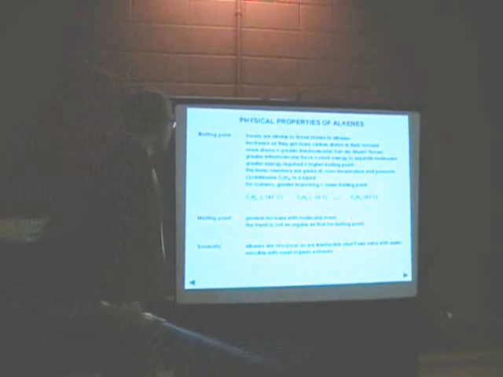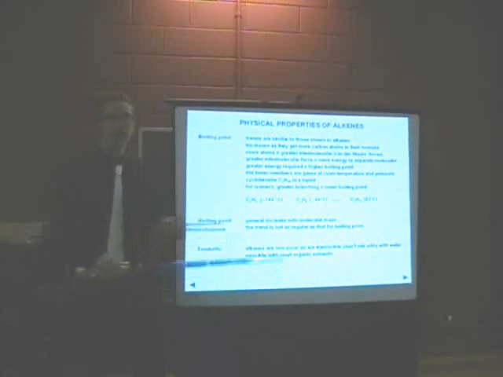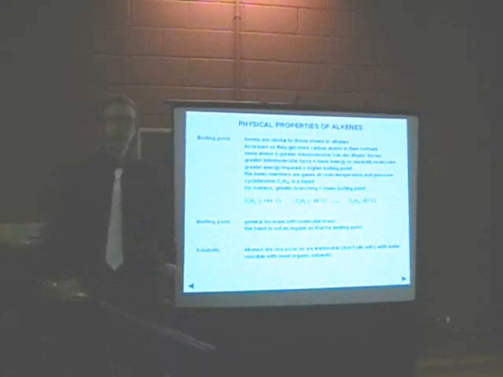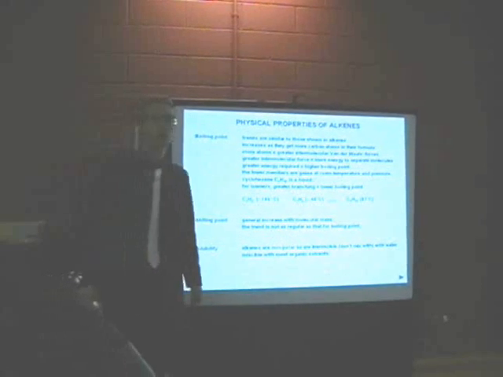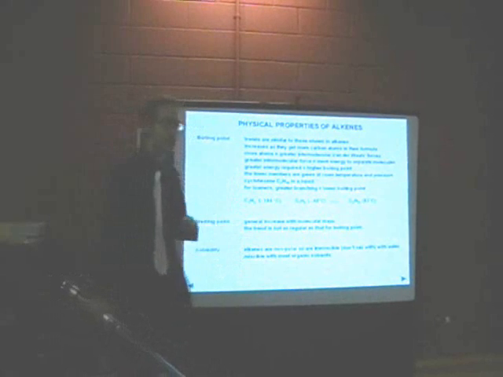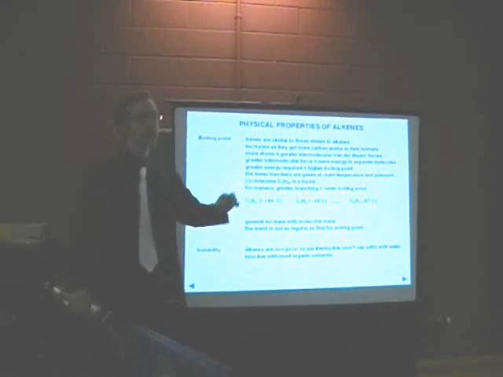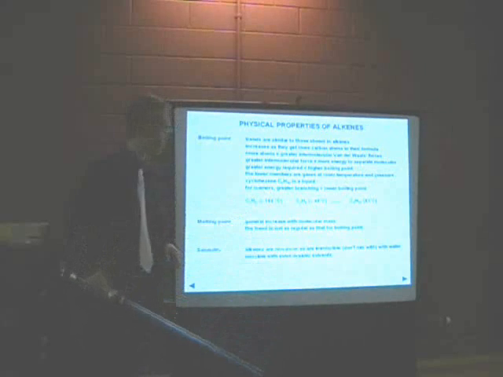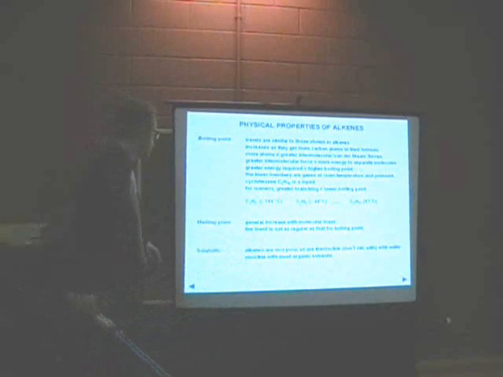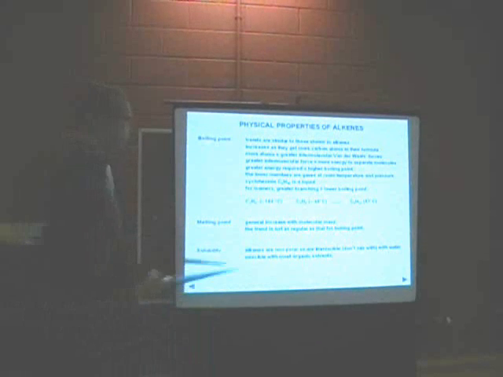Physical properties. Boiling point. The bigger the molecule, the higher the boiling point, because the bigger the molecule, the more electrons, the greater the van der Waals forces. Branch chain ones have a slightly lower boiling point than straight chain ones, because the molecules don't line up as well in the branch chain ones. Melting points, nice straightforward thing.